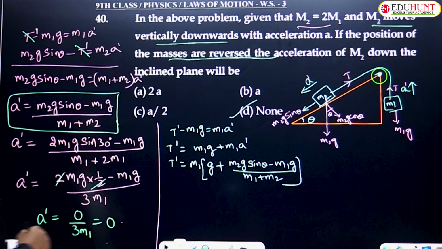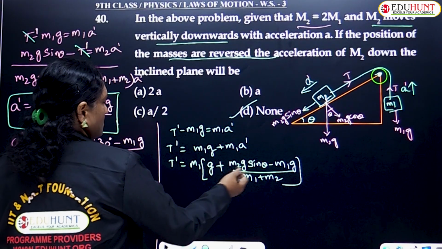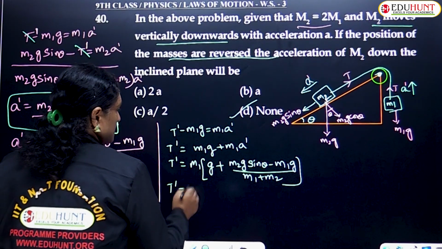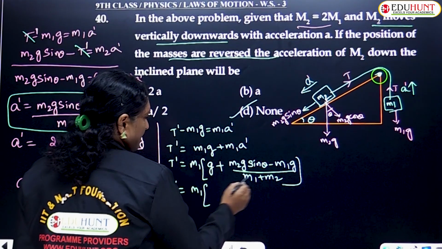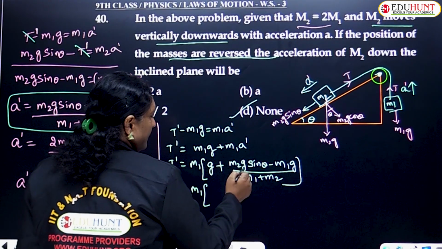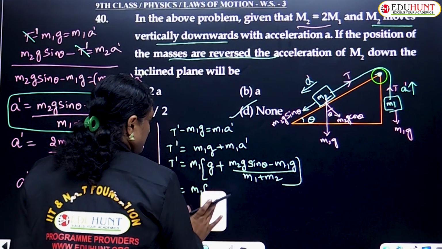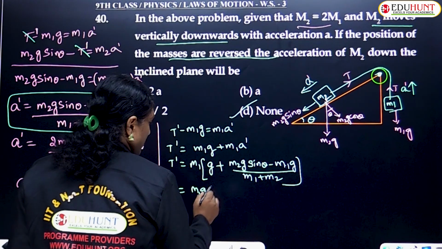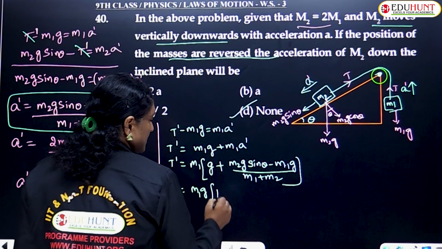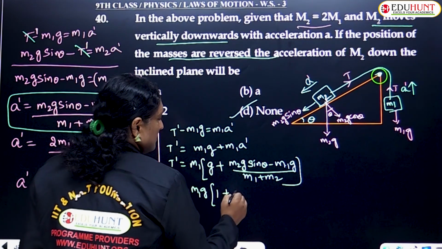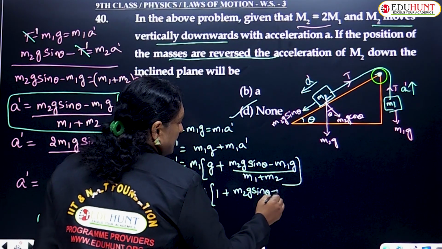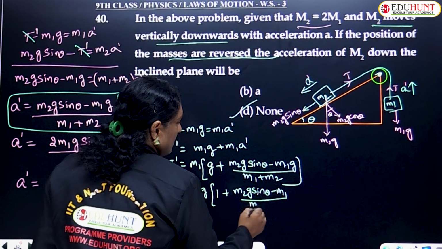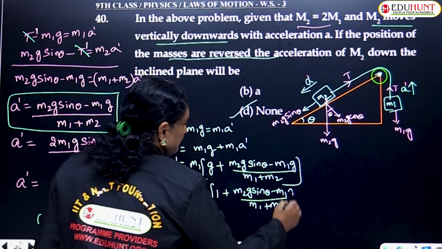That's it. So this value is equal to this. T dash is equal to, let me take the LCM of this, M1 times, here G is common, so let me take G as common. Then you are left with 1 plus the leftover term, M2G sine theta minus M1, whole upon M1 plus M2.